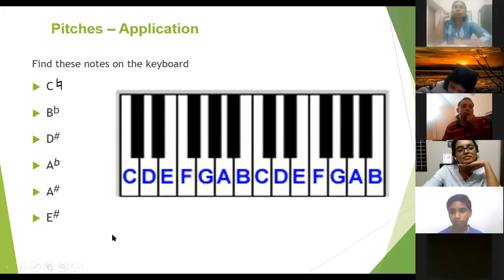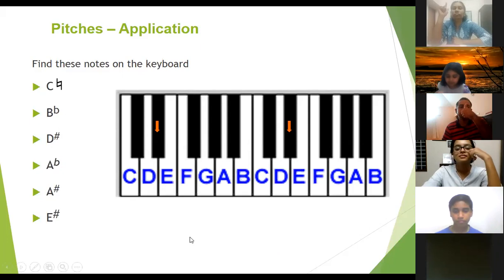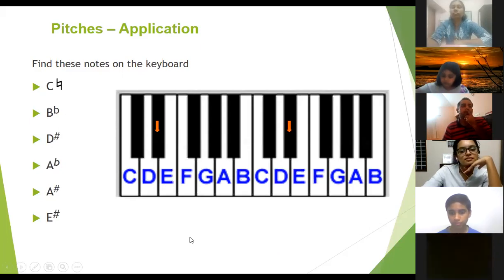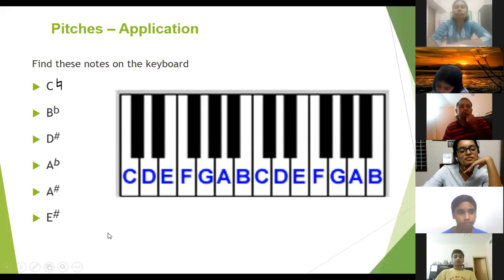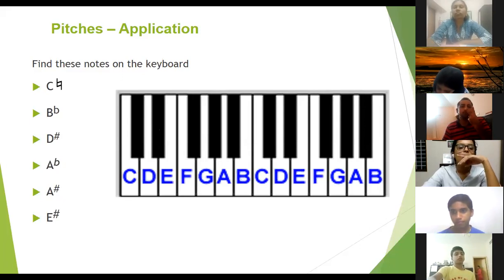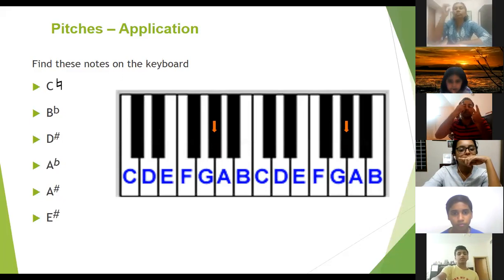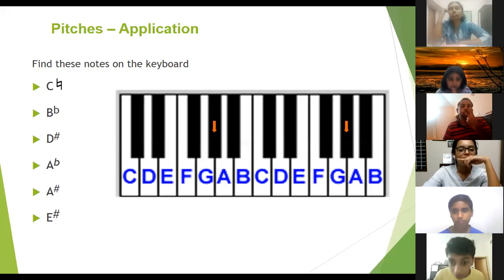All right. Okay, so D sharp is here. Got it right? If you got it right, show me thumbs. Basically got it right. Okay, cool. Next question. Find A flat. Where is A flat? Okay, let's check A flat. Got it right? If you got it right, show me thumbs. There are two A flats.